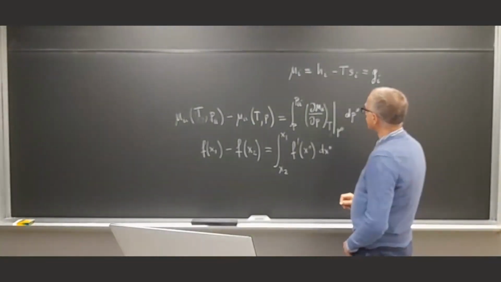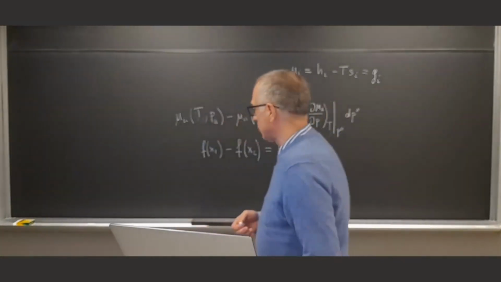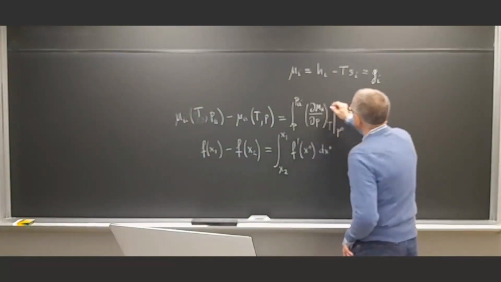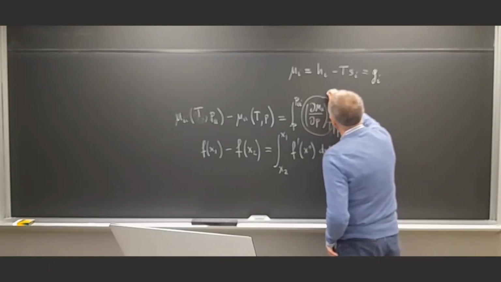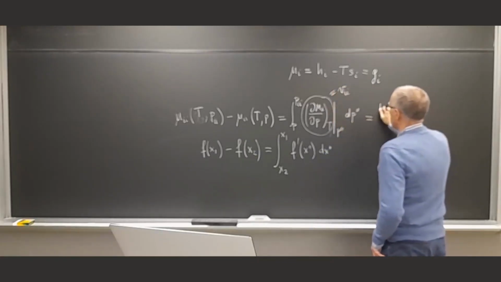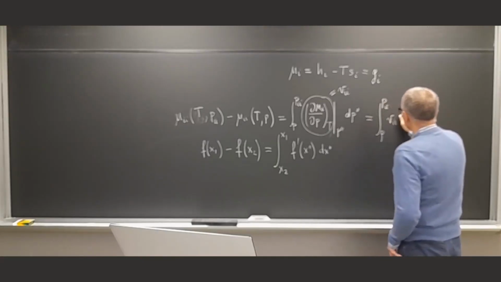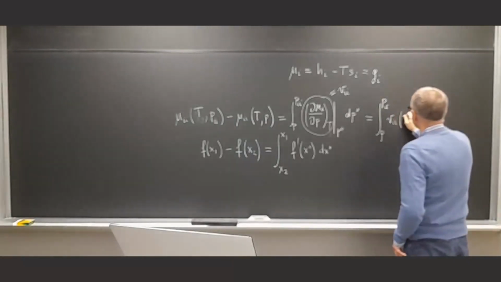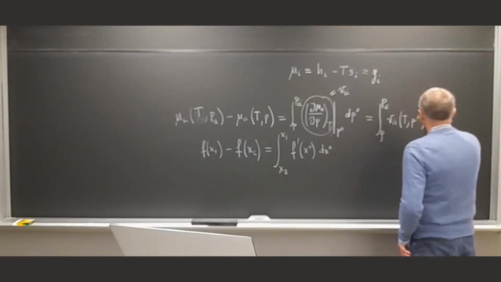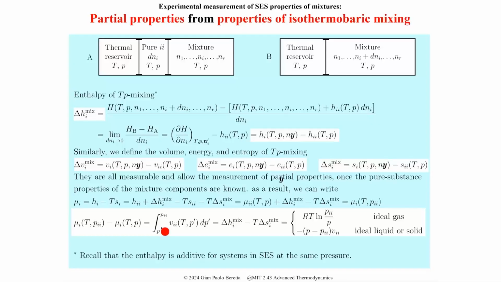But if you look up the many equations that we have derived also for the pure substance, this derivative is the specific volume. Okay, so this becomes the specific volume of the pure component evaluated at temperature T and at the dummy pressure of integration P double prime. Okay. All right. So that explains this integral here.